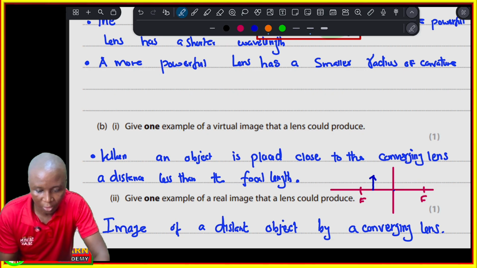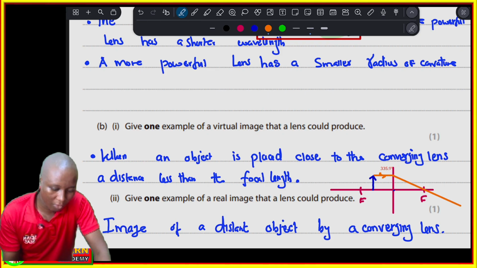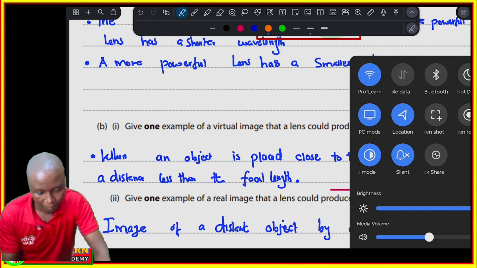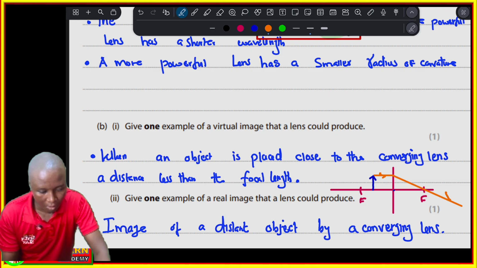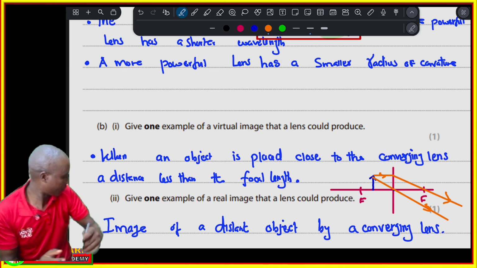For you to obtain the image, you are going to draw a ray that runs straight from the top of the object. When that ray meets the lens, it is refracted such that it passes through the principal focus on the other end, like that. Another ray that is going to be produced is a ray that runs from the top of the object through the optical center of the lens. If you notice, these rays are diverging, they are moving apart from each other.